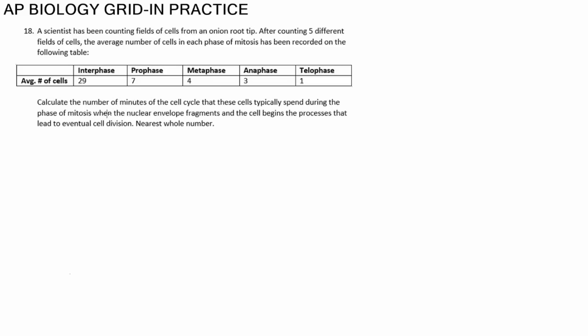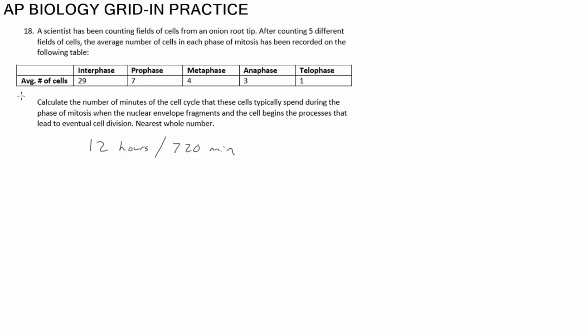And the reason why we can't do that is because we don't know how long the entirety of this cell cycle is. However, just a little bit of internet research and some trustingness on my part, it has told me that the onion cell cycle takes 12 hours, or 720 minutes. Assuming that's true, and that is an assumption that we'll have to just make for this practice question. On the AP test, obviously, if they wanted you to calculate the number of minutes, they're going to give you a specified amount of time that the cell cycle has occurred over.